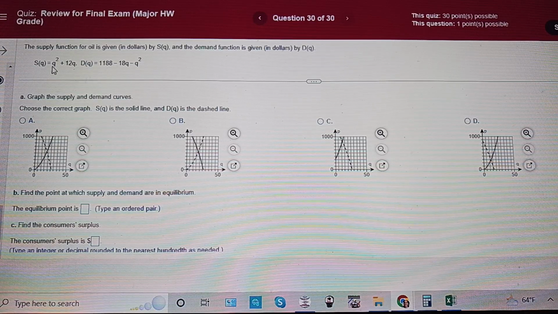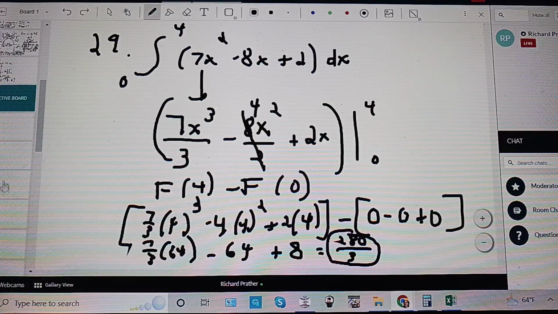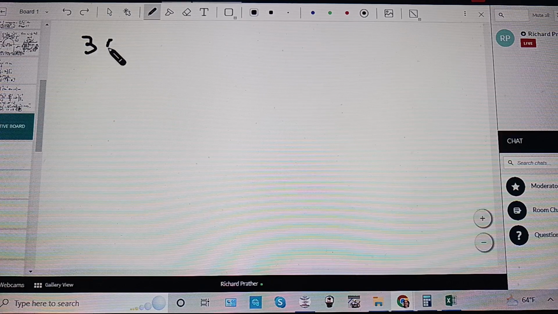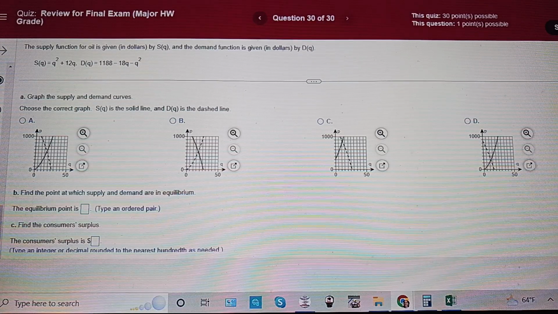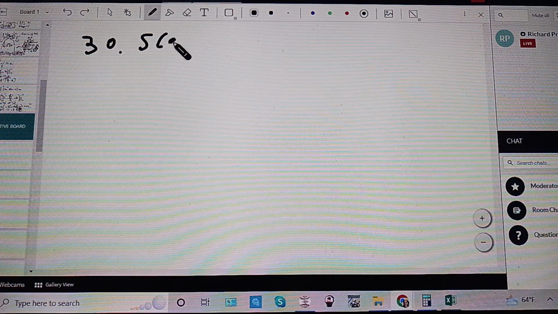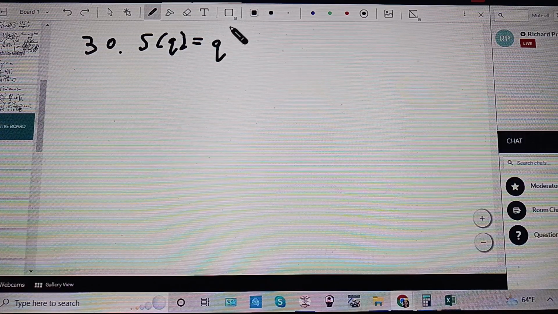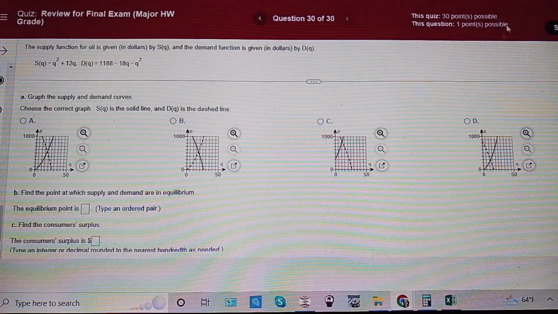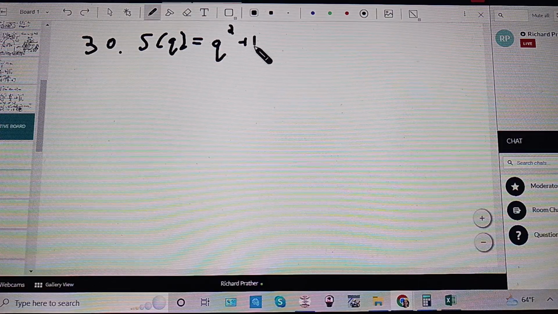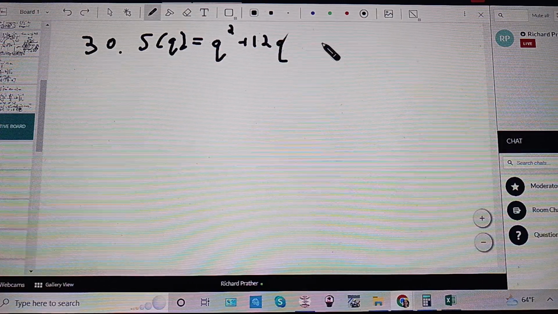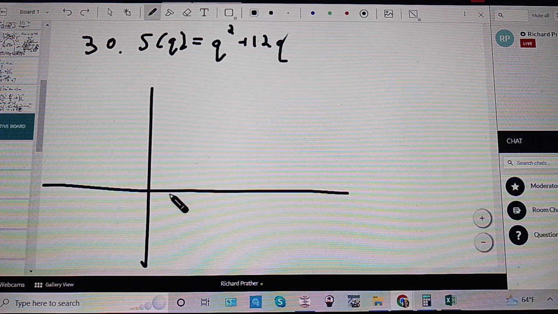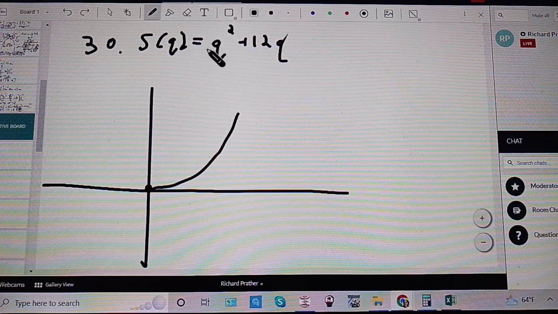They give me a supply curve, they give me a demand curve. I want to get the graph first, and then the equilibrium point, and then calculate the two surpluses. So the best thing, especially for part B, is to set these things equal to each other. The supply curve is Q squared plus 12Q. And it does not have a plus anything or minus anything at the end. So that's definitely a parabola that has a 0 y-intercept and curves up because it's positive 1 q squared.